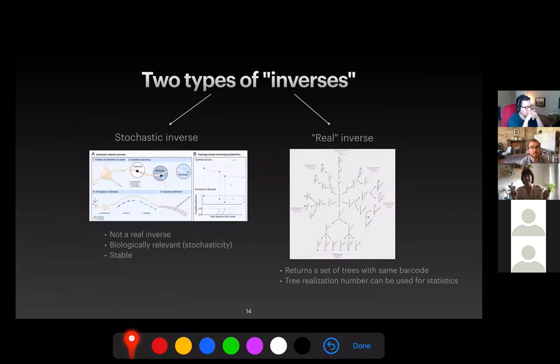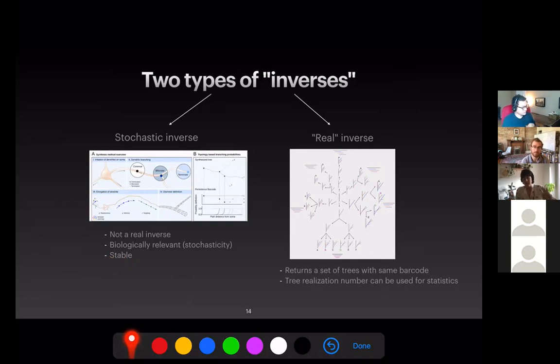It's not a real inverse in the sense that if you start with a barcode, build a tree, and then compute the barcode, or start with a tree, barcode, tree, you're not going to end up with exactly the same tree or barcode. But it's interesting because, again, there's a little bit of stochasticity added to this so that you can generate artificial neurons. And I'm going to show you that it's stable in a way.